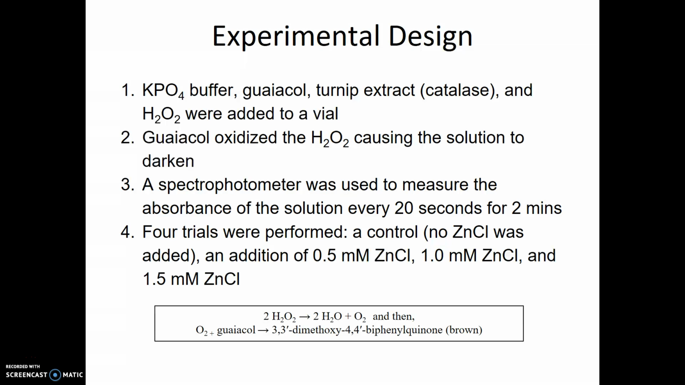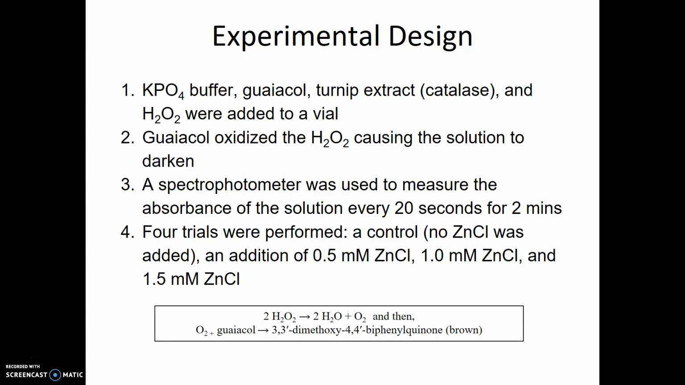Our second, third, and fourth treatments contained the same amount of KPO4, guaiacol, turnip extract, and hydrogen peroxide. However, the second treatment contained 0.5 millimolar zinc chloride, the third had 1.0 millimolar zinc chloride, and the fourth had 1.5 millimolar zinc chloride. These alterations created our experimental conditions.